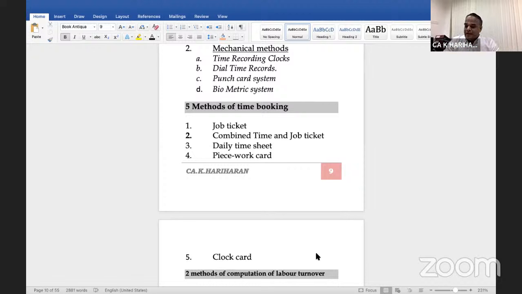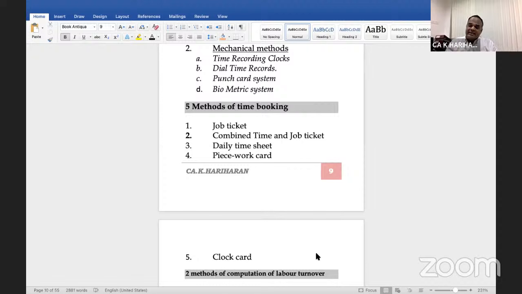So timekeeping versus time booking. Booking time is nothing but productive time. By way of time booking, we can identify effective time, nothing but productive time. By way of timekeeping, we identify total time. Understood? So the difference between time as per the timekeeping record and time as per the time booking record is called what? Unutilized time.